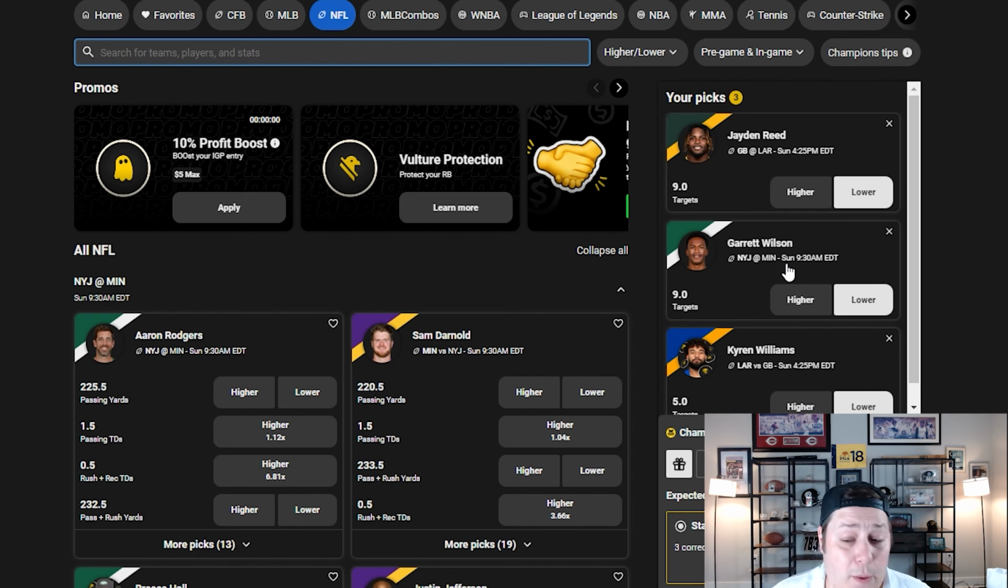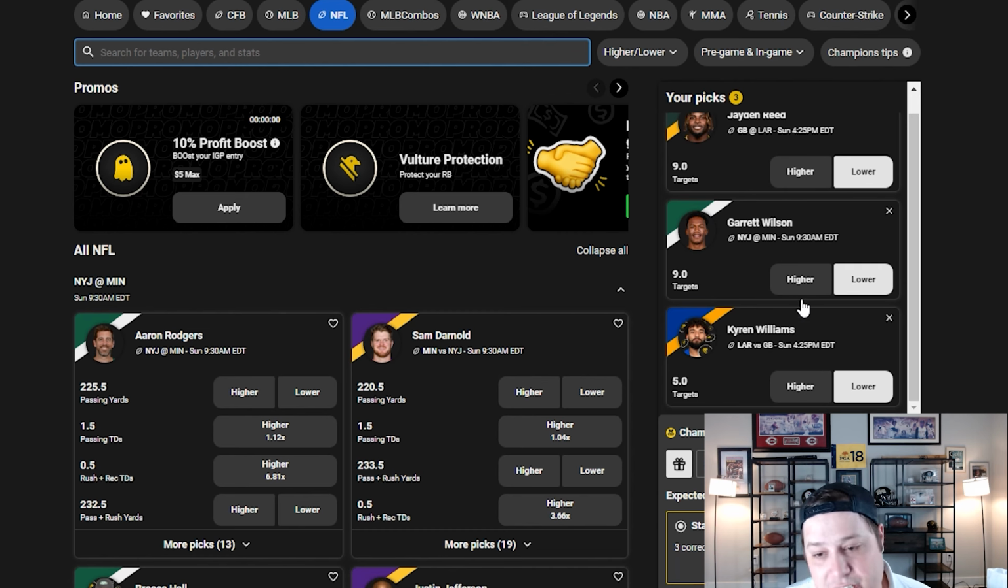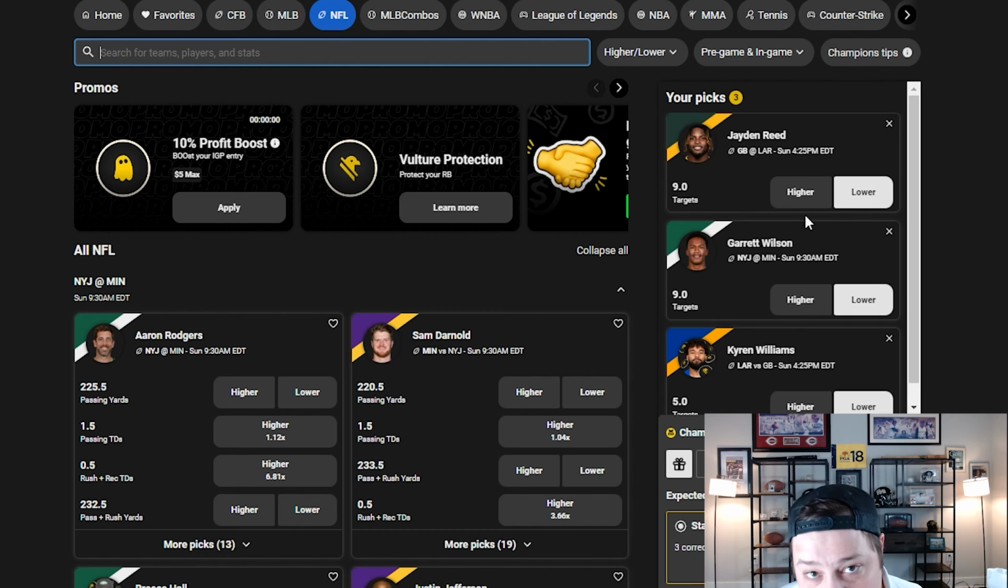And the reason why I went with a three-leg slip here for 6X is that there's a lot of push equity with these even number props.